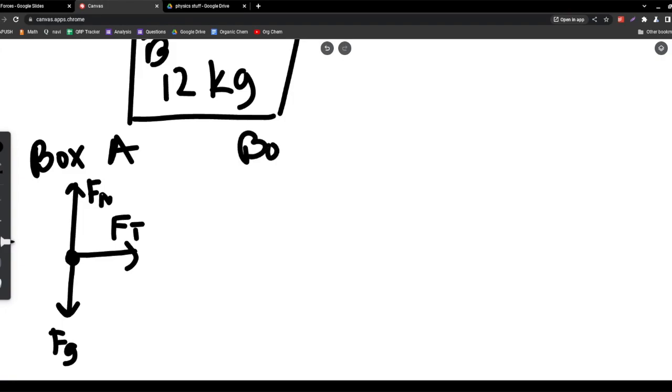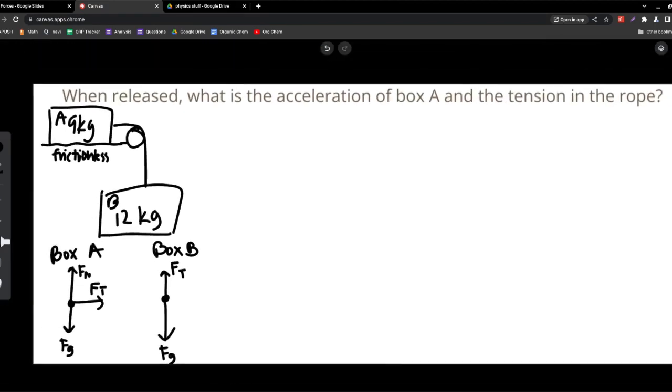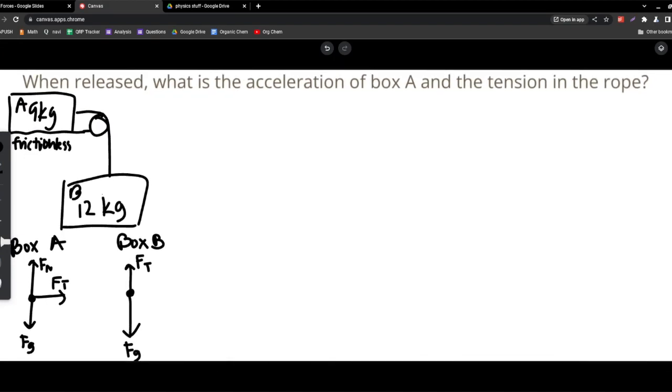And then for box B, it's just hanging in midair, so there's not going to be a normal force, but it's going to have the same tension force. Going to make that around the same length. And then there's a gravitational force. And then we can just use our intuition to figure out that the boxes are going to move this way, right? So box A is going to move towards the right, and box B is going to move downwards.